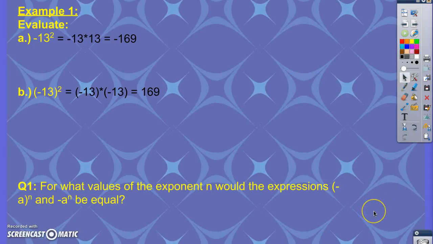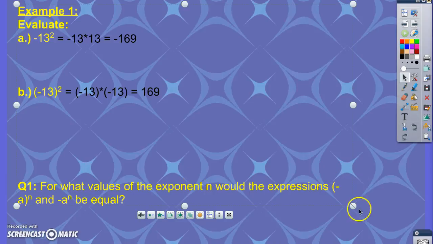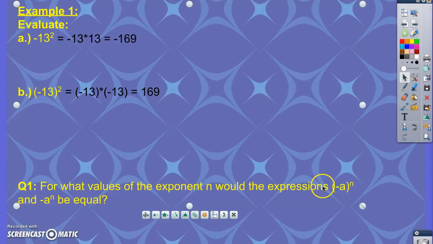Now what I want you to think about, that we'll talk about in class, is Q1. Let's see if I can move this over so you can see it a little bit better. For what values of the exponent n will the expressions quantity negative a to the n and negative a to the n be equal? Do you see how in A and B they are not equal? Think about what kind of exponents would give me that, what n would have to be, and we'll talk about it in class. Make sure you pause to answer the question.